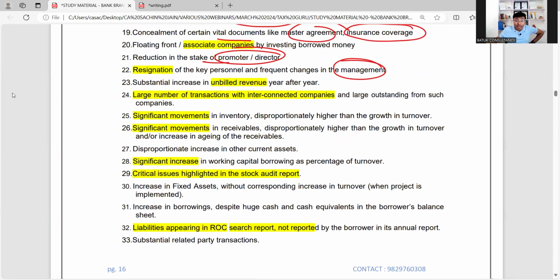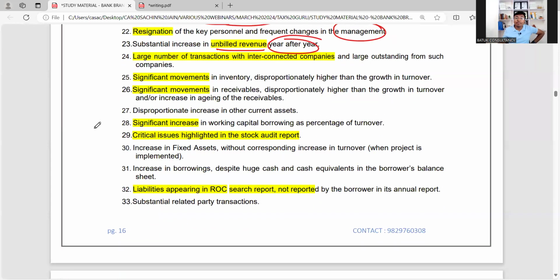Substantial increase in the unbilled revenue year after year. There is an increase in the unbilled revenue. So this is also a situation where you are going to show fictitious revenue, or you may not be receiving it, but you are going to show the same. So there may be chances of certain fraudulent events. Large number of transactions with interconnected companies, or large outstanding from such companies.